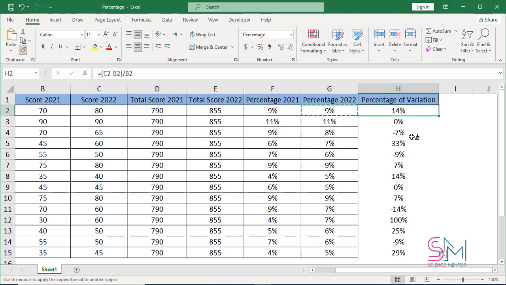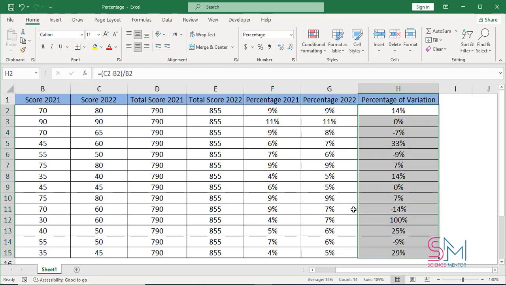As you can see, percentage of variation is calculated for all students in the last column.